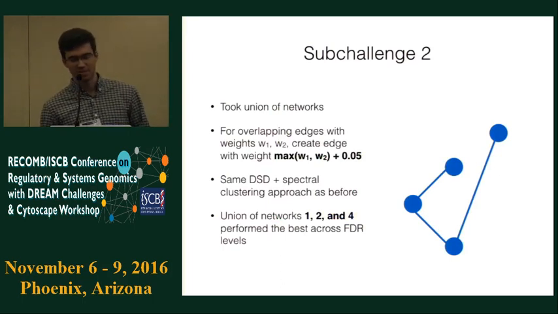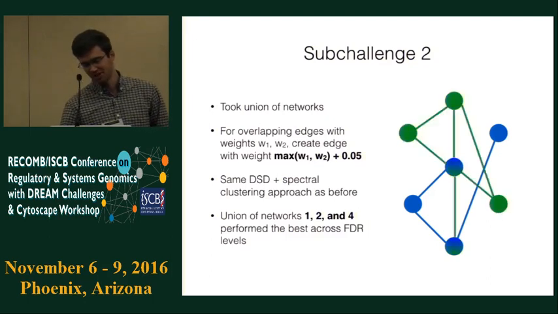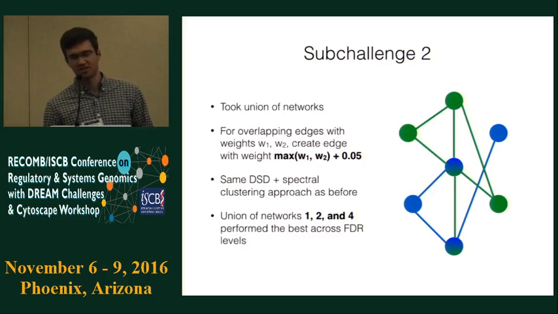We wanted to use the same approach, just using DSD, but we weren't sure what network to run that on. So we just kind of overlaid the networks like this. We just took a kind of naive union of the networks. And for any edges that were overlapping, we took the maximum of the two weights plus 0.05 to reflect an increased confidence that the edge is not spurious. And then we just used the same DSD plus spectral clustering approach that I described before.